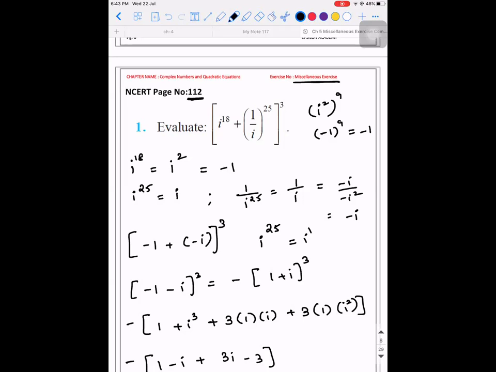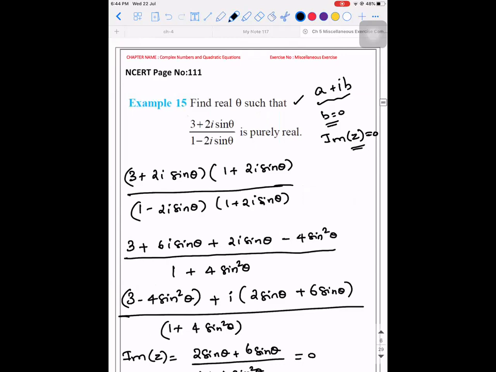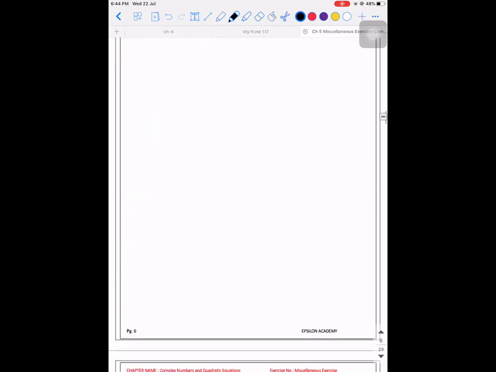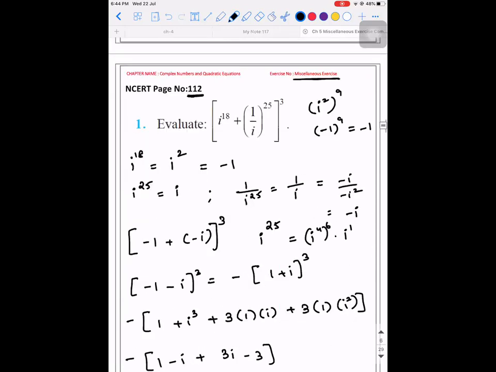The reason is also that i power 4 is 1. So i power 25 can be written as i power 4 the whole power 6 into i power 1. Can I write it like this? I'm using your logic only. Instead of writing i square, I wrote it as i power 4. So i power 4, the whole power 6, is i power 24. i power 24 into i is i power 25. So what is the value of i power 4? 1. So 1 power 6 into i is i.